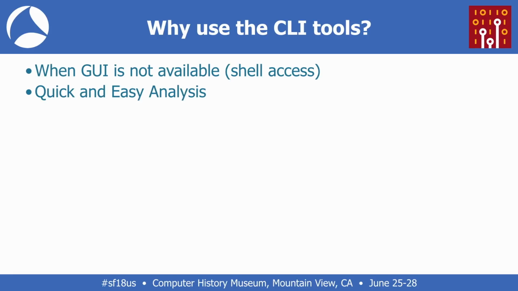So why should you use the CLI tools? The easiest answer is when you don't have a GUI, right? But that's not all. You can do quick and easy analysis, because it's very quick to type in something. You don't need to click on all kinds of stuff. So it can be very quick. But the most important part is you can post-process the results. Whenever a CLI tool gives you some results, you can pipe it into another tool, and another tool, and another tool, and in the end you end up with something that you need.